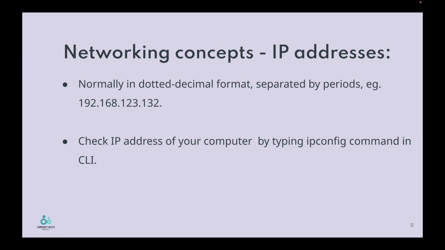192.168.123.132. The IP address identifies an electronic device such as a computer, printer, or router in a network. You can see your computer has an IP address too. To check the IP address of your computer, type the ipconfig command in the CLI, or command line interface.